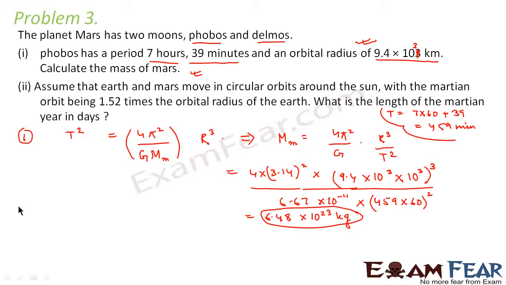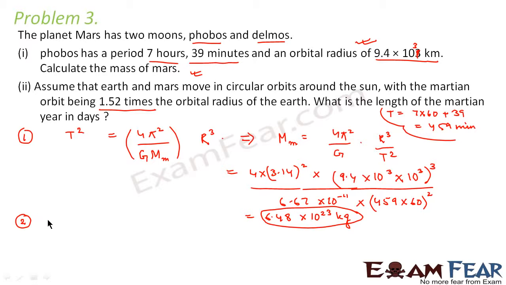Now let us look at the second part. The second part of the question says, assume that Earth and Mars move in circular orbits around the Sun, with the Martian orbit being 1.52 times the orbital radius of the Earth. What is the length of the Martian year in days? Martian orbit means the orbit of Mars. Similarly, Martian year means the year it takes for Mars.